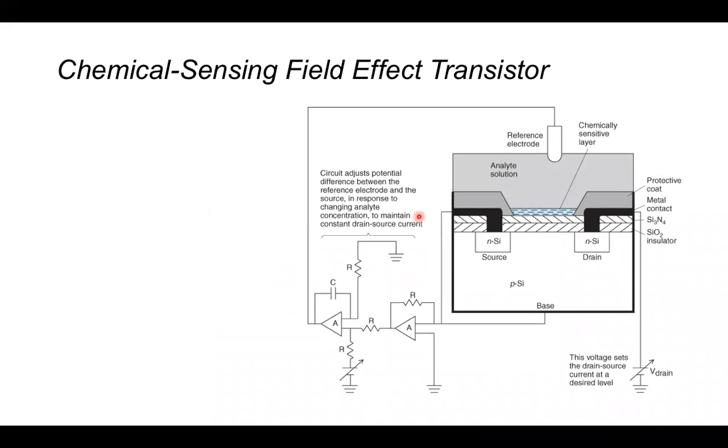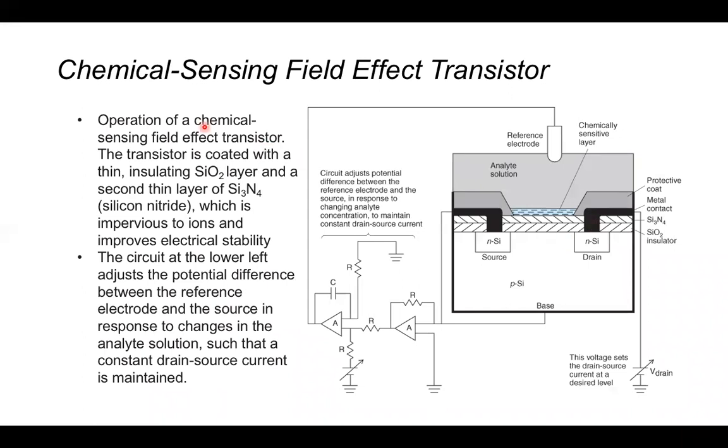So here's an example of a chemical sensing field effect transistor. The previous one was just a schematic drawing of the process. Here we can see what it might look like in reality. So we have here our analyte solution. We have our chemically sensitive layer. We have a protective coating over the semiconductors here and here, which are the source and the drain. And then the base and the source, of course, are held at the same potential. And the drain is held in reverse bias, so that the only way that potential can be passed through this is if we get electrons pulled towards the surface.